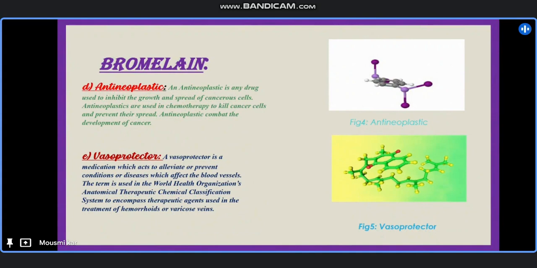Next, antineoplastic. An antineoplastic is any drug used to inhibit the growth and spread of cancerous cells. Antineoplastics are used in chemotherapy to kill cancer cells and prevent their spread. Antineoplastics combat the development of cancer.